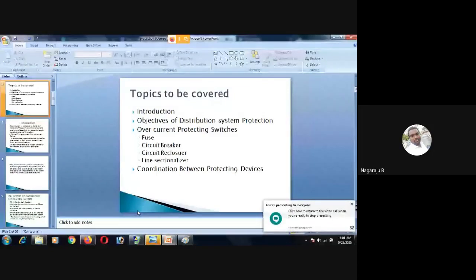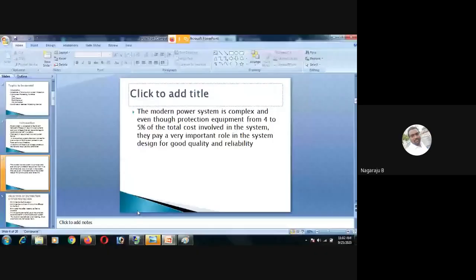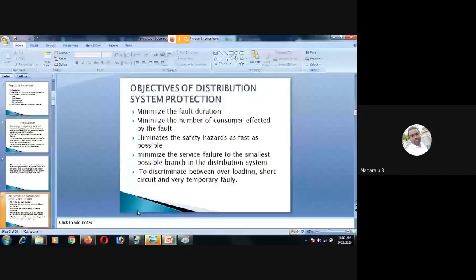I have explained to you the objectives of distribution system protection and why we are going for protection, and some of the overcurrent protecting devices and overvoltage protecting devices also. Okay, so on that, the fuse is over. As I mentioned, a fuse is an overcurrent device with a current-opening fusible member.